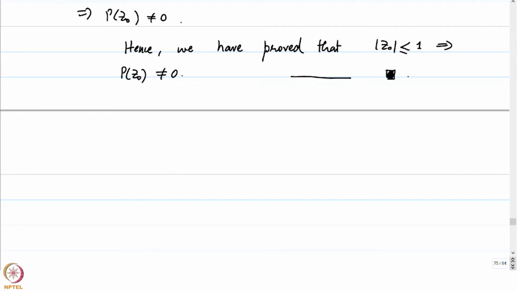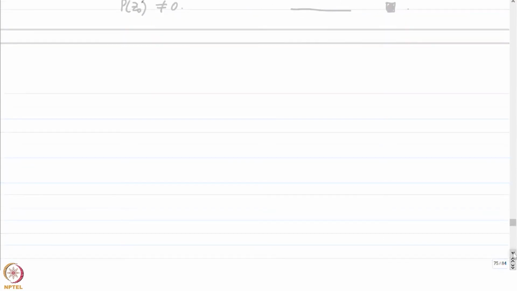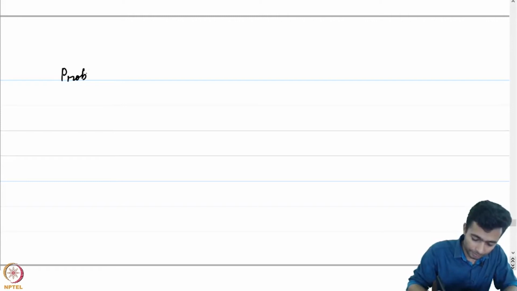The next problem involves the absolute value of complex numbers. It's about how we can manipulate them to get what we want. So let me write down the problem.